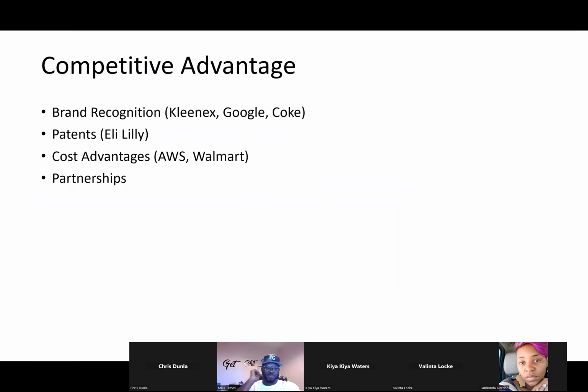All right, competitive advantage. This is key too, right? You've got to have a competitive advantage. This goes back to the rank. Where are they ranked amongst their peers?